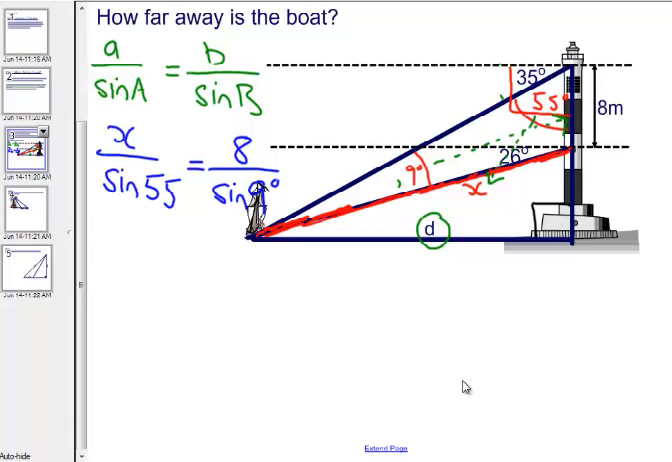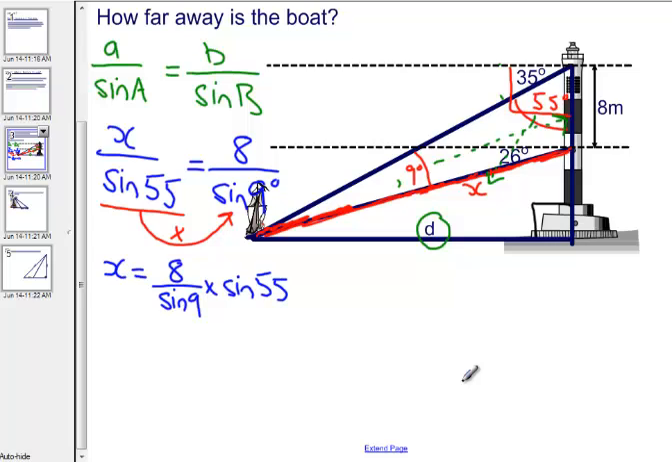We have a missing side length: x over sine 55 is equal to 8 over sine of 9 degrees. Now what we need to do is separate our sine 55 from our x. We need to move it to the other side of our equal sign. At the moment it's being divided by the x, so the opposite of that is multiply. And we end up with x equals 8 over sine of 9 multiplied by sine of 55.